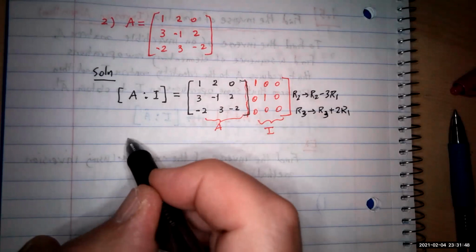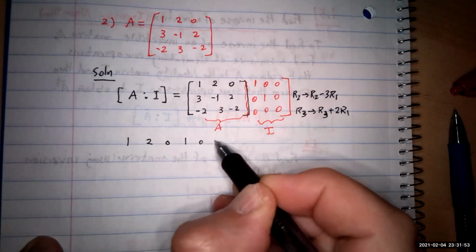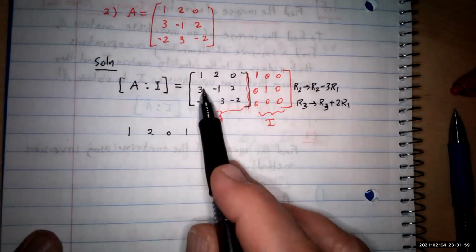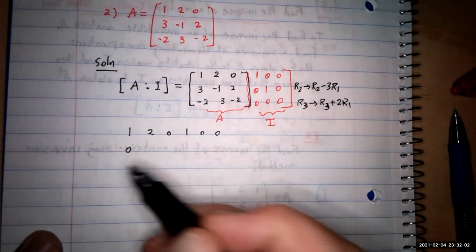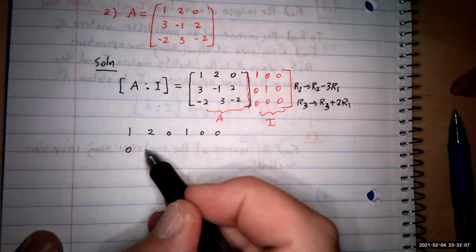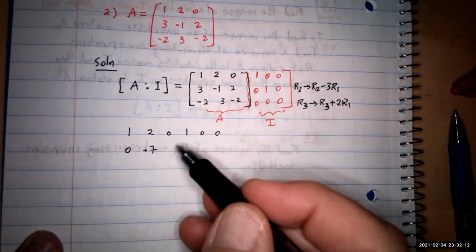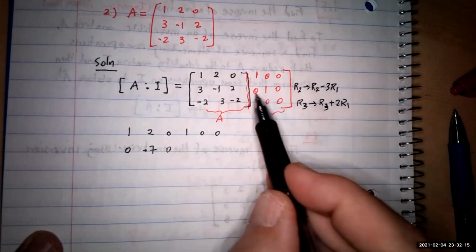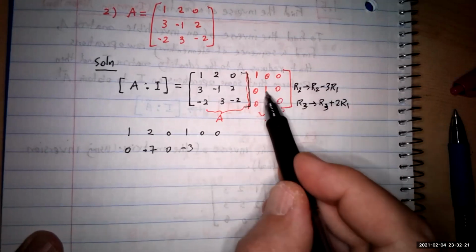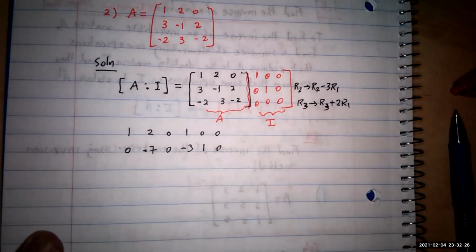So the first one is going to be unchanged. So it's going to be 1, 2, 0, and this is 1, 0, 0. Okay, that's the first one. The second one, R2 minus 3R1. 3 minus 3 would be 0. 3R1, 1 minus -6, which is going to be -7. Okay, and R2 minus 3R1, that's 0. Here 3R1 gives a -3. R2 minus 3R1, this is just 1. This would be 0.